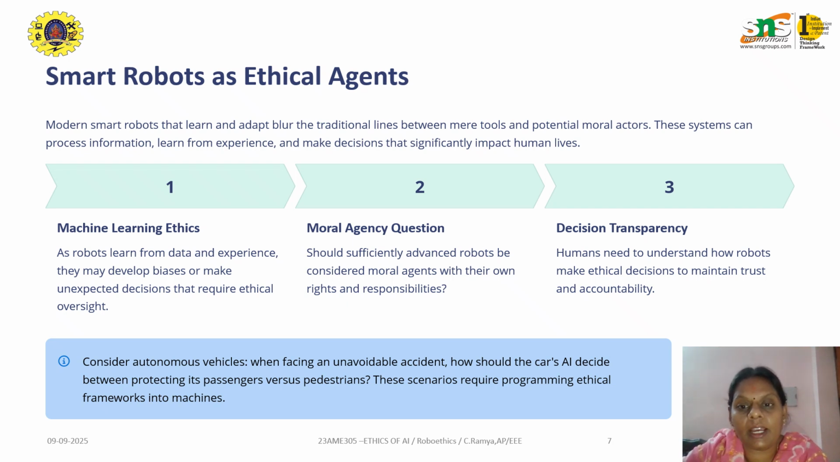And next is smart robots as ethical agents. Modern AI-powered robots can learn, adapt, and even appear to make choices. These raise the questions: should a robot be considered a moral agent? If yes, do they have responsibilities or even rights? Transparency becomes critical. We need to understand how robots make decisions to maintain trust.